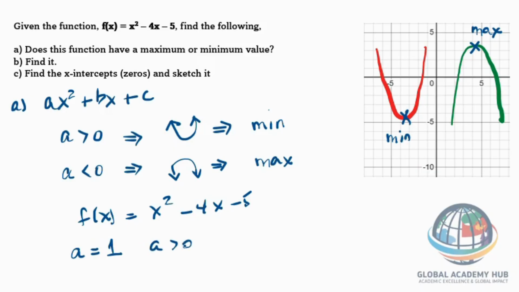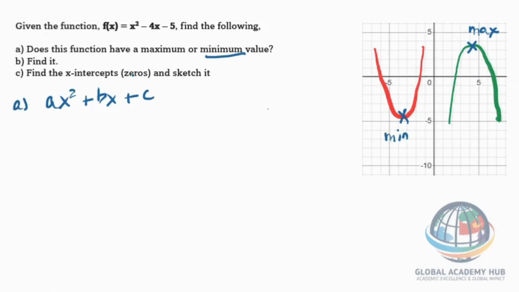It's greater than 0, which means this thing opens upwards, like our red one, which means it has a point that is its actual lowest. The answer to our question is that it has a minimum value. The answer to part A is that it has a minimum value. So now we've established that it has a minimum. Now we need to find it.